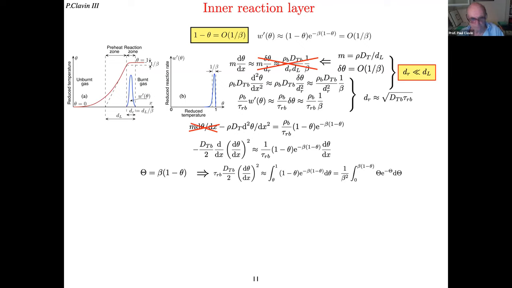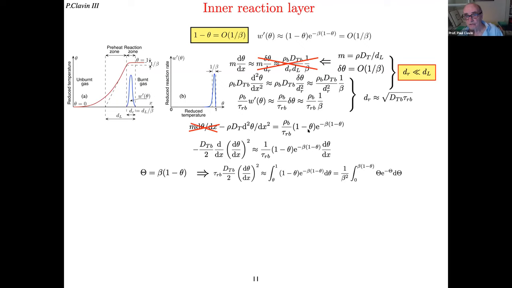Now, how to solve this equation? It's not very difficult. The key is to multiply this equation by d theta over dx, in such a way that on the left-hand side you have the derivative with respect to x of the first derivative of theta squared, when you multiply this equation by d theta over dx.